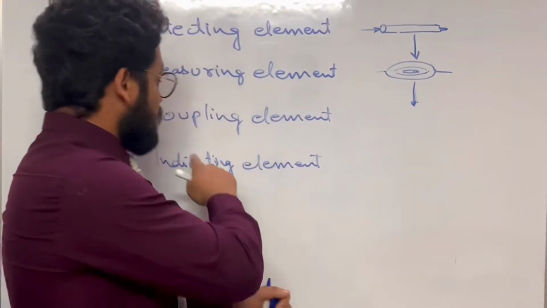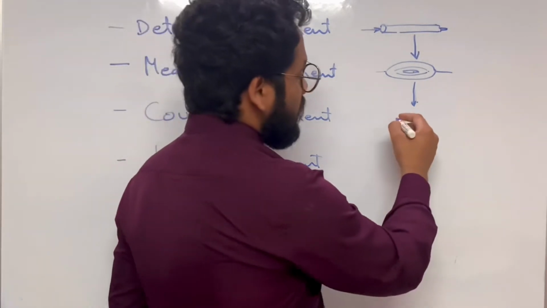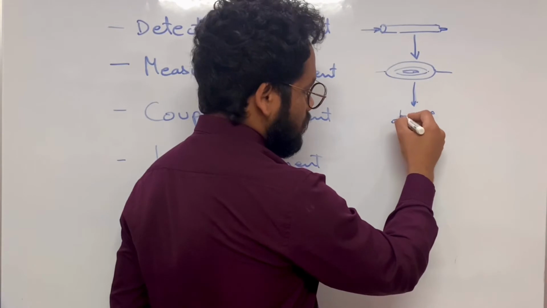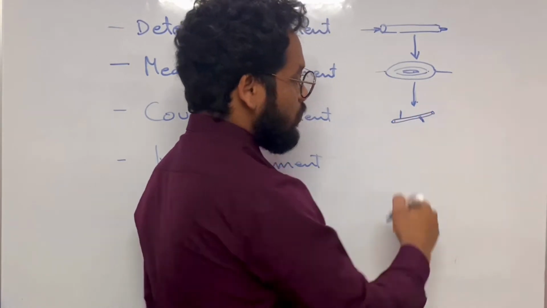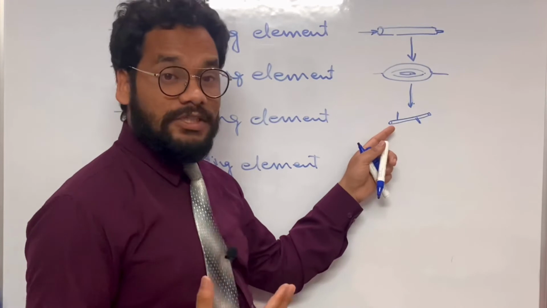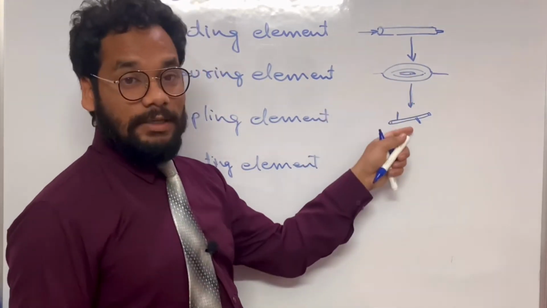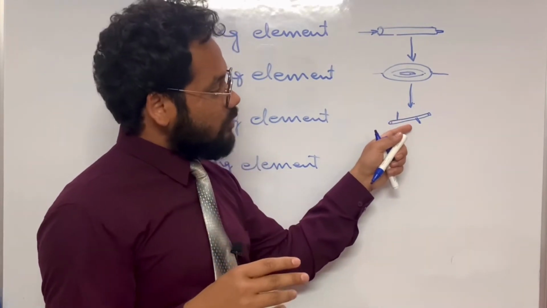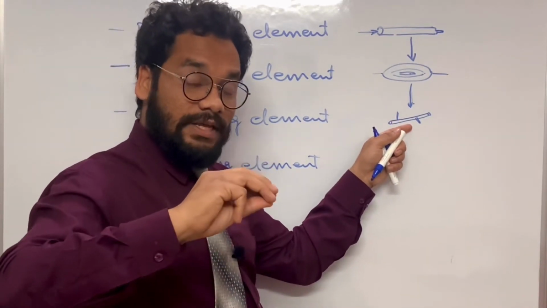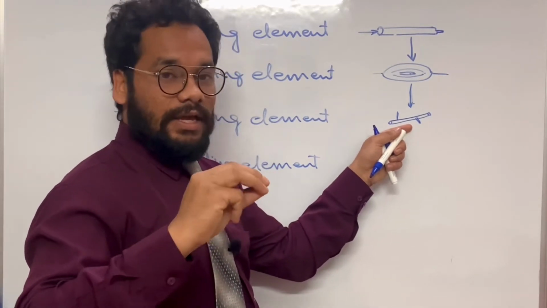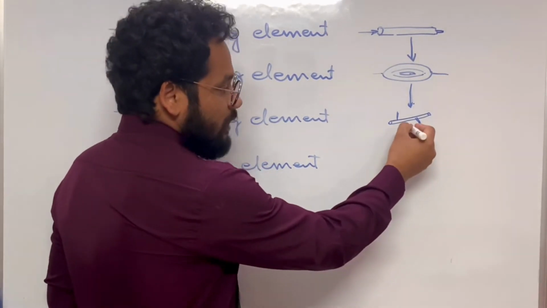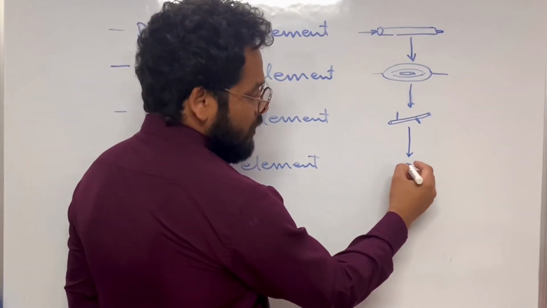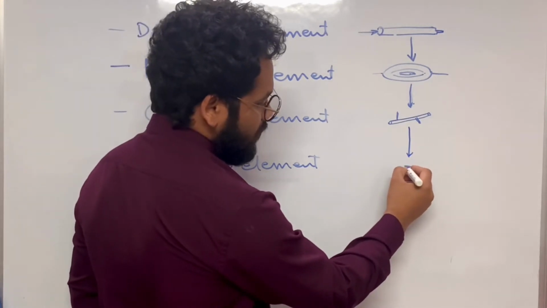Another unit, which is the coupling element. The coupling element is basically in the form of rods like this. What does this coupling element do? It receives input from the measuring element. How? The measuring element moves, and its movement is transferred to this coupling element. The coupling element then amplifies the movement, and when it amplifies the movement, it sends the signal to the indicating element. The indicating element will be a rack and pinion gear system.